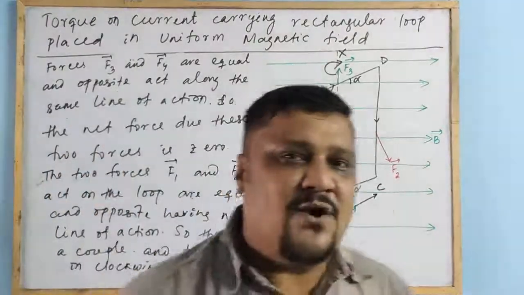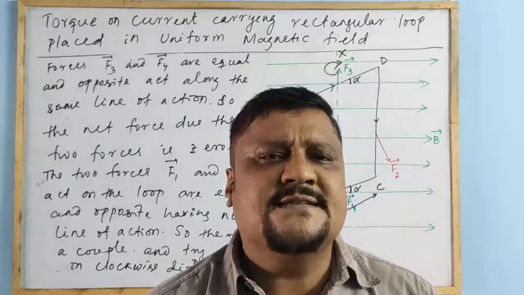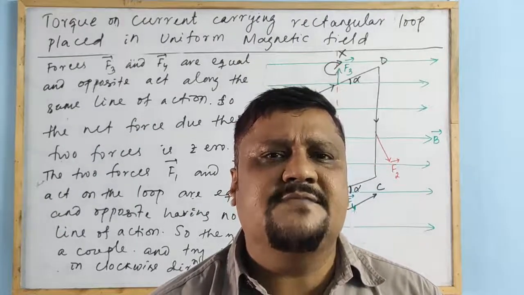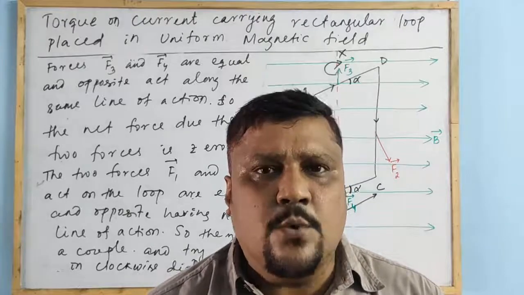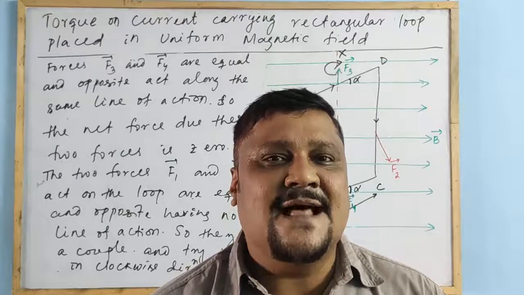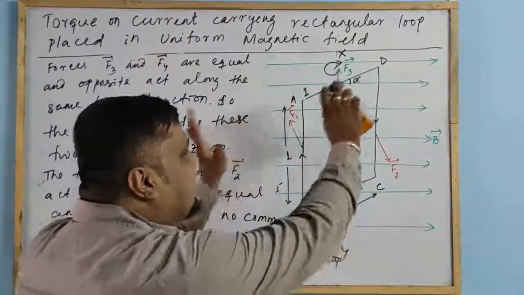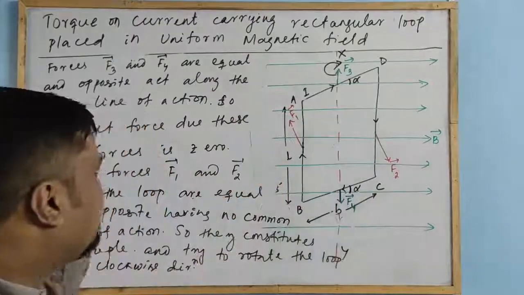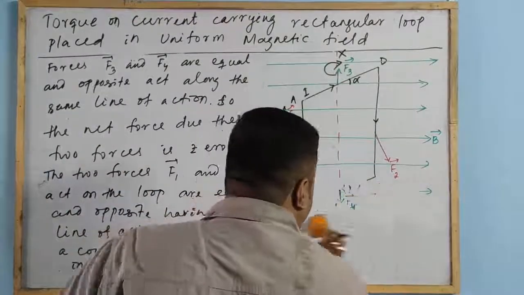If it rotates clockwise, then what is the torque? The torque formula: two equal and opposite forces having no common line of action give you a torque. The torque equals the magnitude of either force times the perpendicular distance between the two forces. Clear? So this figure is over. Now we will go to the torque part. Now we will calculate the torque. Clear? So let me erase this.